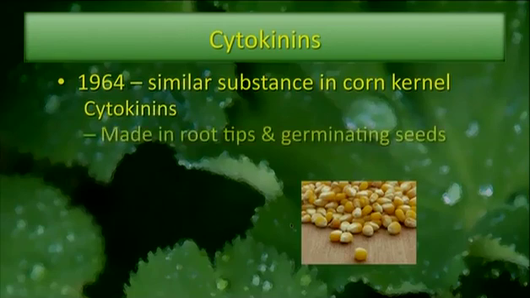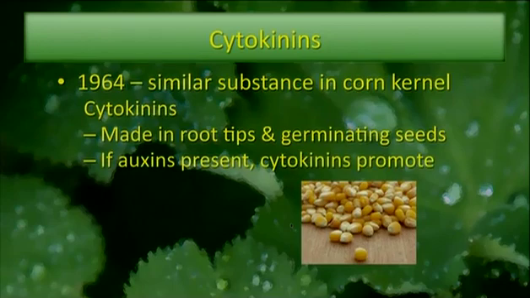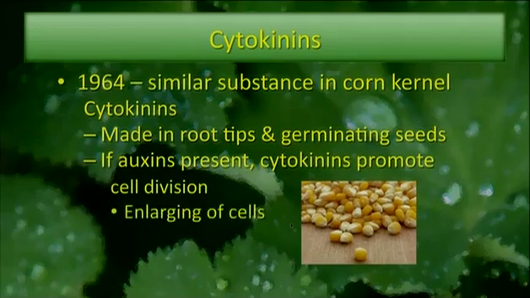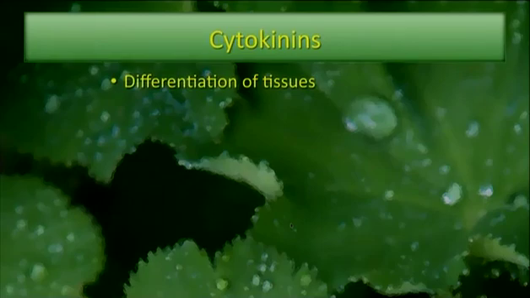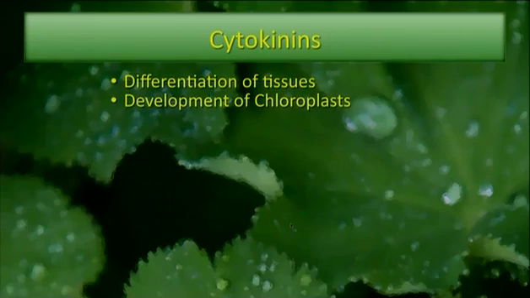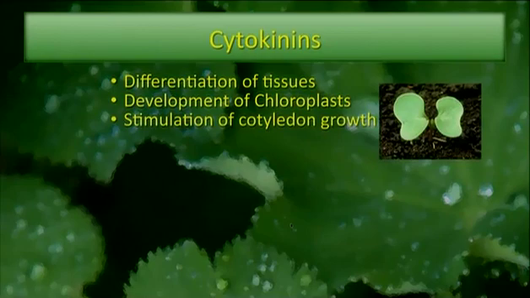So these are made in root tips and germinating seeds, okay? And if auxins are present, cytokinins promote cell division. Okay, so they interact with each other and they have a synergistic effect. Okay, they're also involved in the enlarging of cells, the differentiation of tissues, which we'll talk about in a little bit, development of chloroplasts, the stimulation of cotyledon growth.